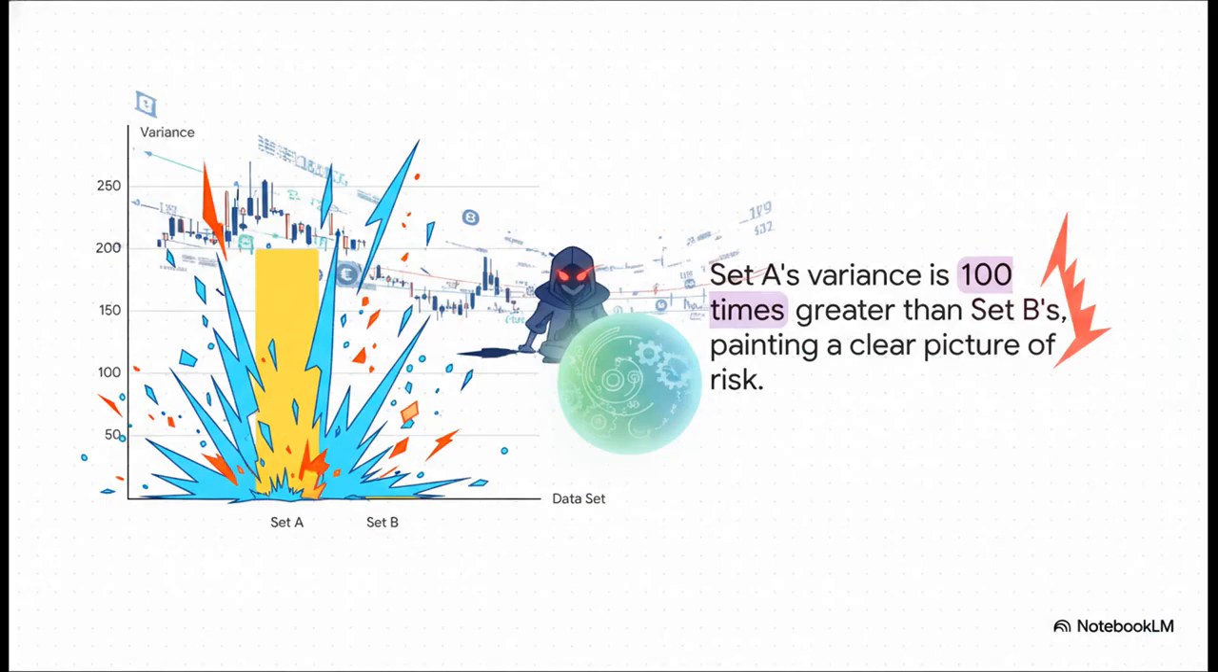And when you actually crunch the numbers, the results are pretty staggering. Set A has a variance of 200. Set B, just 2. That's not 10 times bigger, it is 100 times bigger. Now that paints a very clear picture of risk.